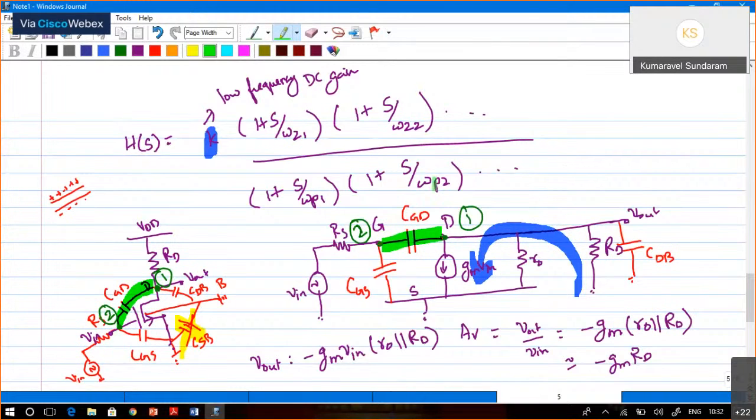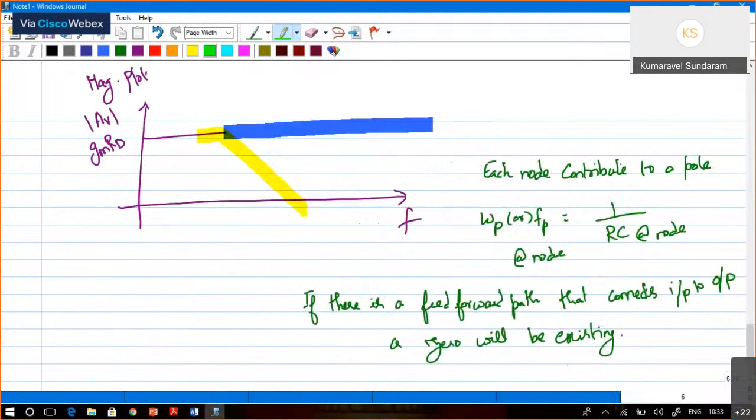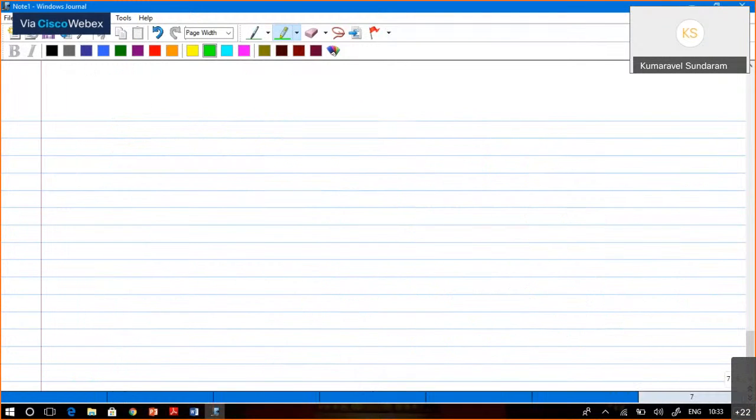Okay, so if you want to realize the transfer function with the conventional approach, it becomes a tedious process. We need to write the KVL and KCL, and then figure out the transfer function. So in order to simplify the derivation, wherever the feed forward path is there, we can apply Miller's theorem. We would have studied Miller's theorem, right?